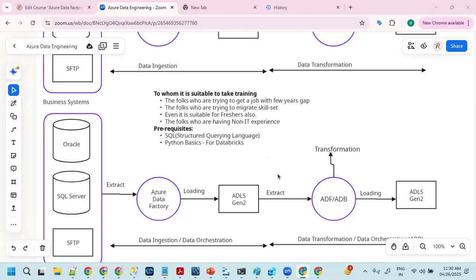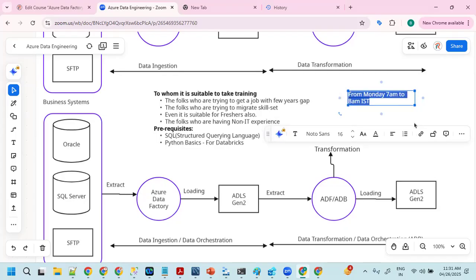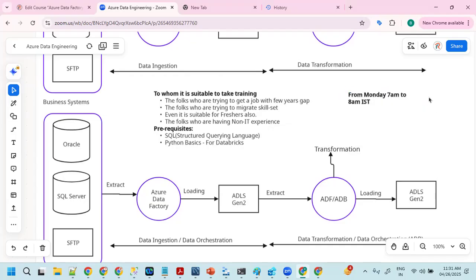The sessions are going to start from this coming Monday, at 7 a.m. to 8 a.m. IST, daily 1 hour, Monday to Saturday.